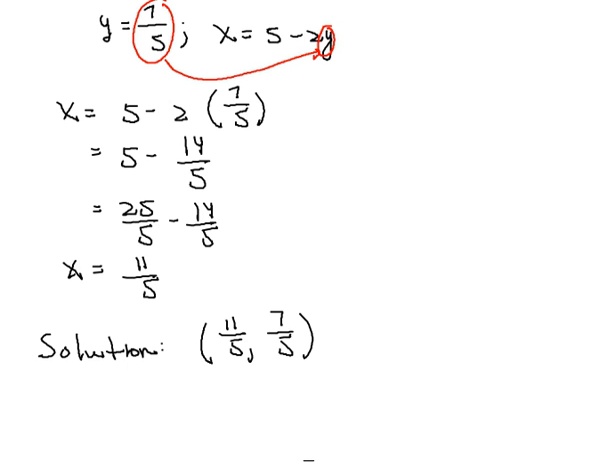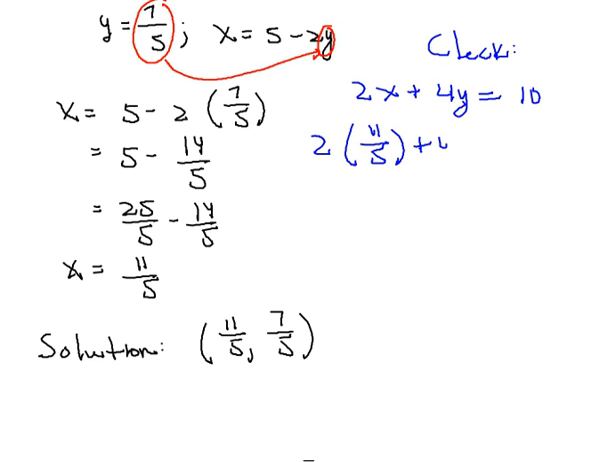Now it's always a good idea, if you have the time, to go through the check, and what that would mean is we would take the values for x and y and substitute them into each equation to see if we have a true statement. So let's go through the check for the first equation. Let me rewrite it over here. We have 2x plus 4y is equal to 10. We'll then substitute for the x 11/5, and for the y, we'll substitute 7/5.